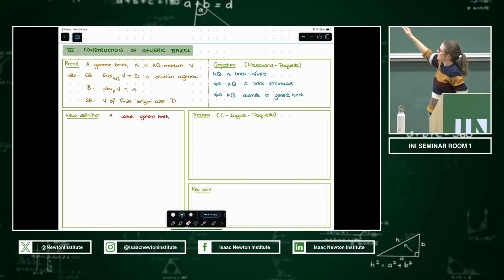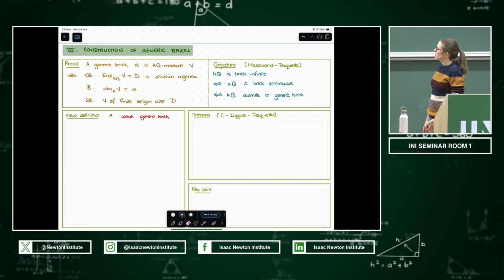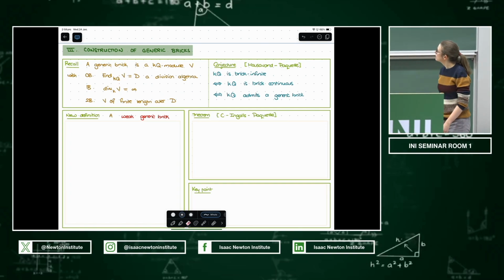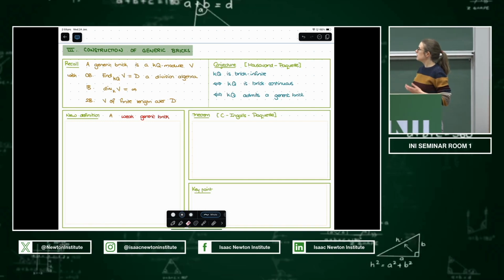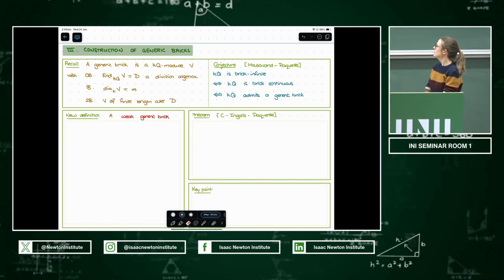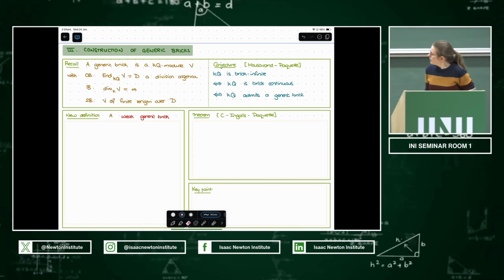We're interested in building a generic brick, so we want a KQ module whose endomorphisms are a division algebra, of infinite dimension but finite length over D. And the conjecture was that KQ would be brick infinite if and only if it was brick continuous, if and only if we had a generic brick. It turns out we don't have a generic brick yet.